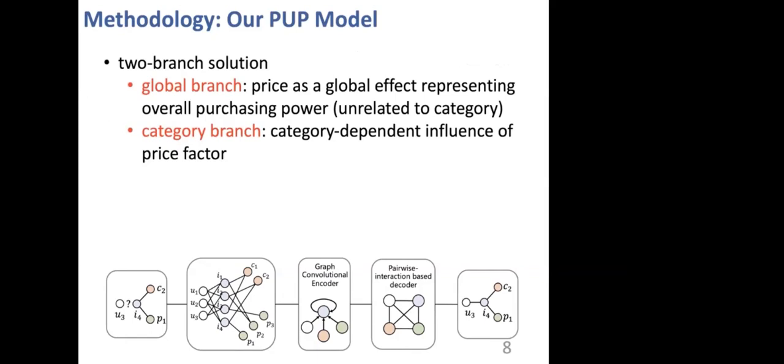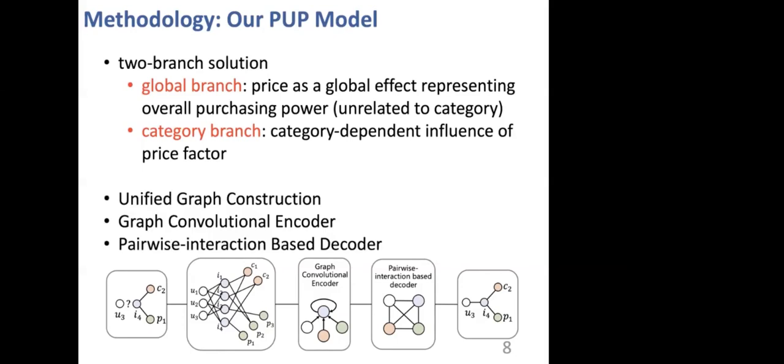To address the second challenge, which is category-dependent influence, we propose a 2-branch solution to separately model the 2 aspects. In the global branch, we model price as a global effect representing the user's overall purchasing power, and this branch is unrelated to category. And in the second, category branch, we model the category-dependent influence of the price factor. The 2 branches are the same and parallel, and each branch is composed of 3 parts: unified graph construction, graph convolutional encoder, and pairwise interaction-based decoder. I will first explain why we use GCN, and then I will introduce the model part by part.